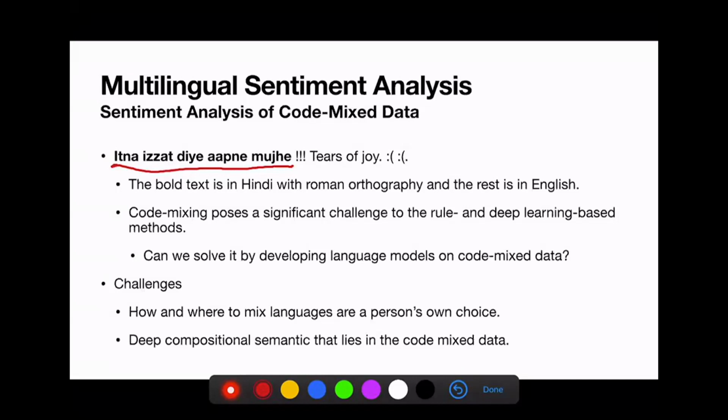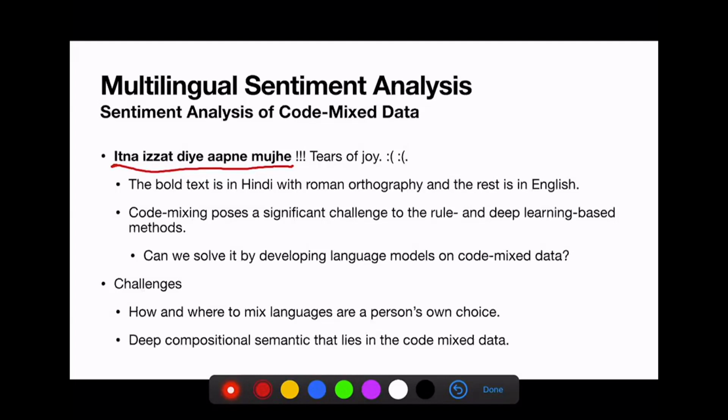Probably we train a language model on code-mixed data. I think there are some papers doing it. I'm not so sure. Please do check, and if nothing is there, let's do it. The challenge is that how and where we mix the languages really depends on the person's own choice. And then there is the deep compositional semantics that lies in code-mixed data. You need a model that understands Hindi, a model that understands English, and then a model that links these two languages. So it's much more complex than we think.